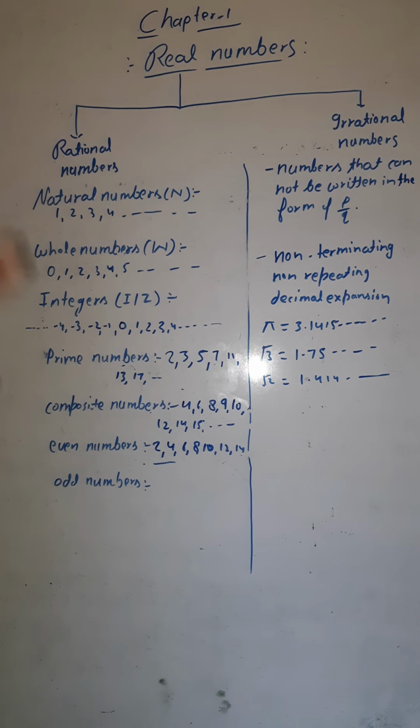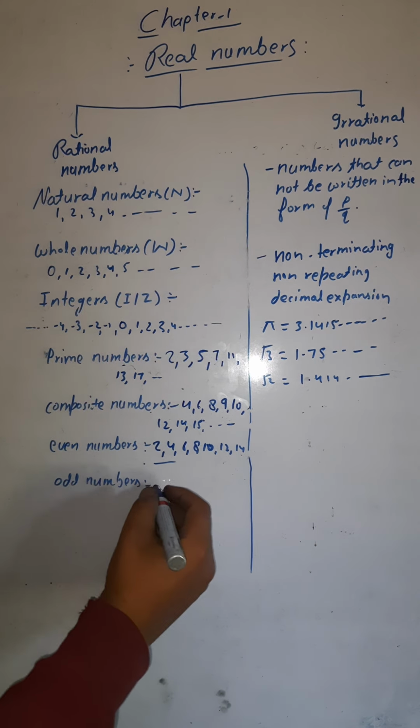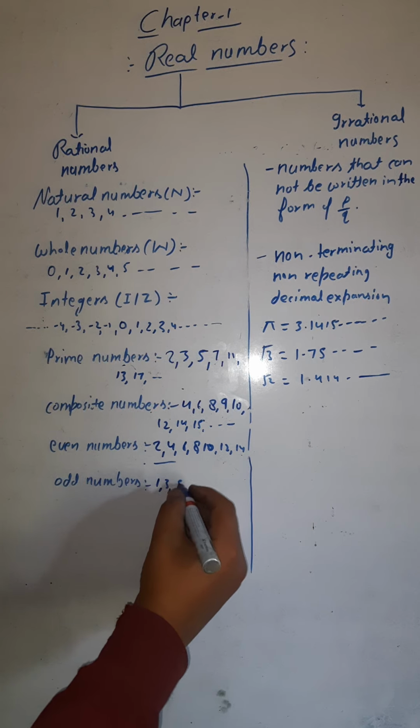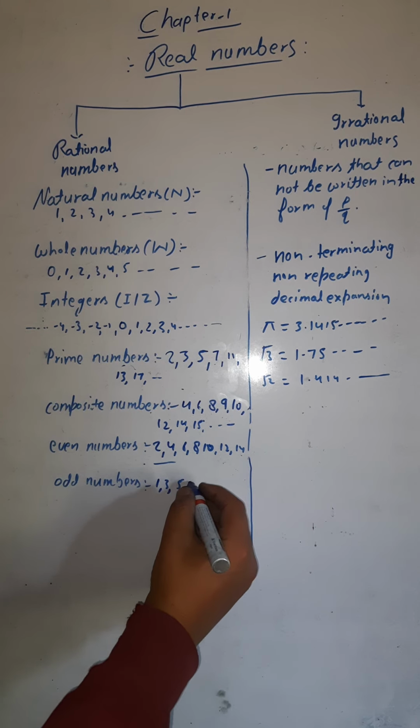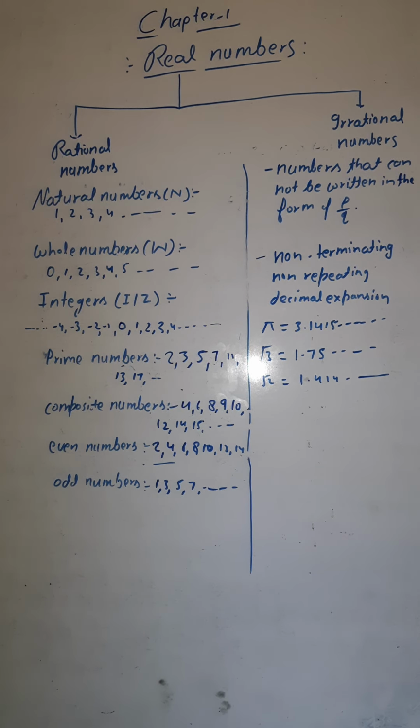What are the odd numbers then? Numbers which are not divisible by 2 are called odd numbers. Starting from, tell me, 1, very good, then 3, then 5, then 7, and so on. These are the numbers which are not divisible by 2. So the numbers which are not divisible by 2 are called odd numbers. So this is how we have divided the rational numbers into different groups.